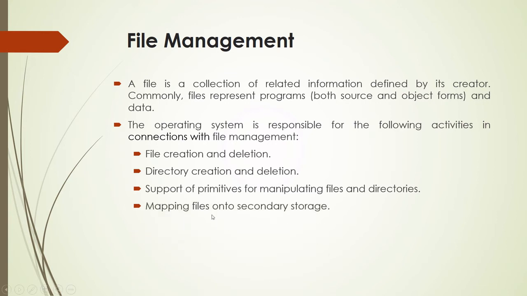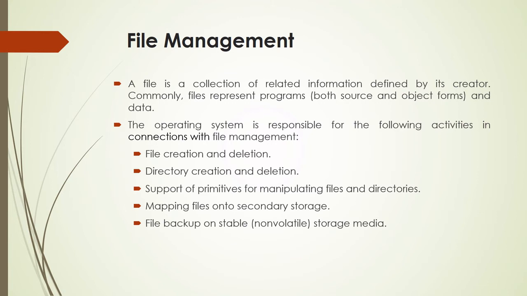Next, mapping of the files onto the secondary storage. Now the files are stored in the secondary storage by the file name. So whenever we want to look for a file, or when we double click on a file, the file is actually stored in a scattered manner in the hard disk. That mapping is also handled by the file management module of the operating system. So these are also the functions of the operating system. Also backup of the file on the stable storage. Now the hard disk is considered as a stable storage here. So this is about file management.